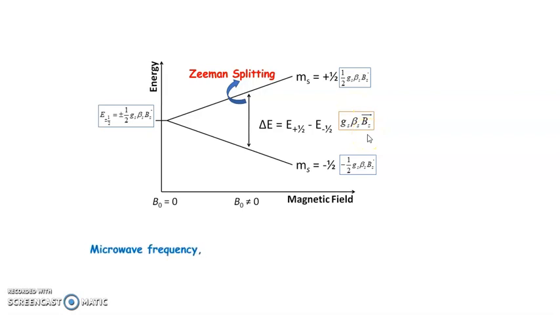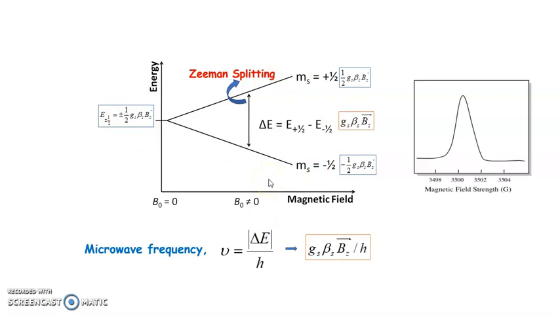That is, if light in the microwave frequency falls on the system, the electron flips, or undergoes a transition, to the upper level, and the frequency will be ΔE by h, that is, g_s β_s B_z by h. Again, here we are dealing with a single electron. For a single electron, there is only one transition, and we have one spectral line in the ESR spectrum.